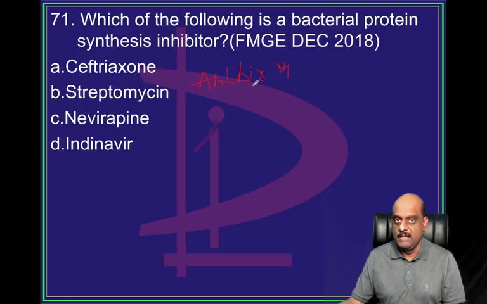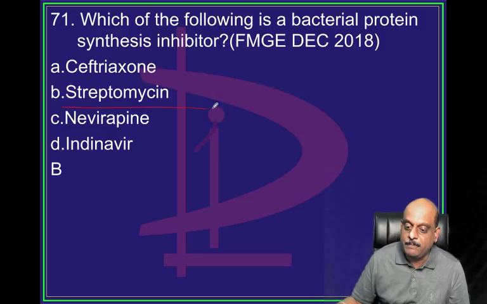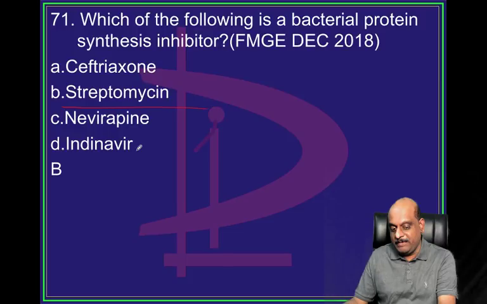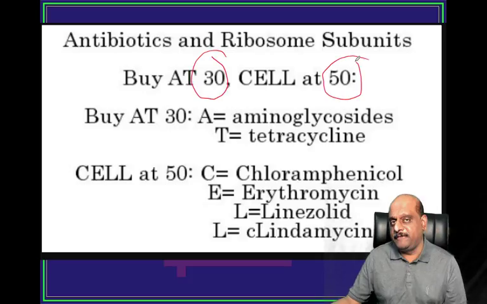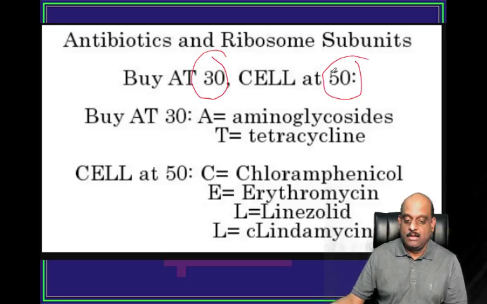Streptomycin is a bacterial protein synthesis inhibitor. Buy at 30, sell at 50. 30 का 50, 30 का 50.